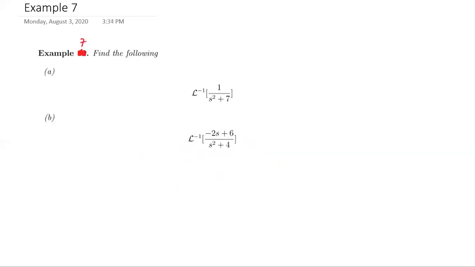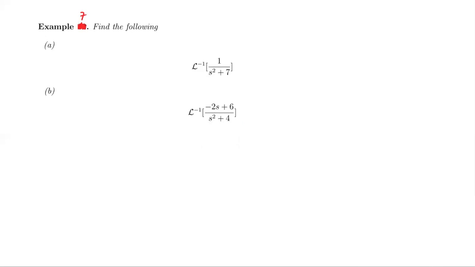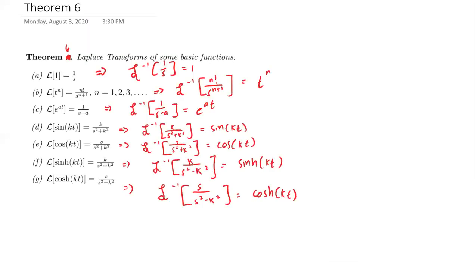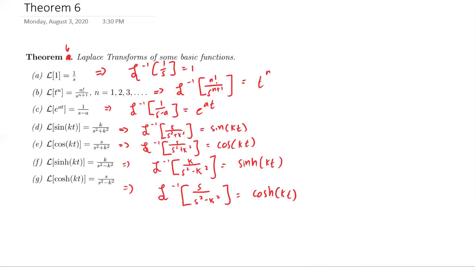So let's do an example of using this theorem. Find the Laplace inverse of 1 over s squared plus 7. So let's go to our table, right? Is there a function that we know that is continuous and that is mapped to this thing? Okay, this looks like a constant over s squared plus 7. So let's see something that looks like that.